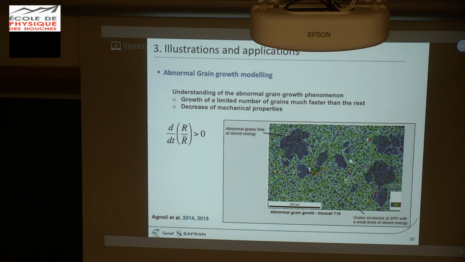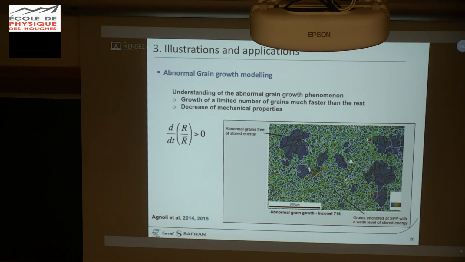Now, another interesting discussion for this kind of simulation is the ability to predict what we call abnormal grain growth. It's quite classical in nickel-based superalloys to observe abnormal grain growth. And of course, it's a problem for our industrial partner, because they want to avoid heterogeneities in the grain size of their material to improve mechanical properties of the material.